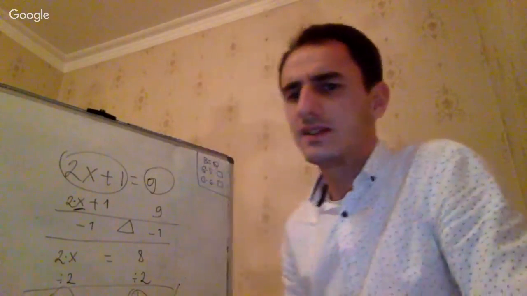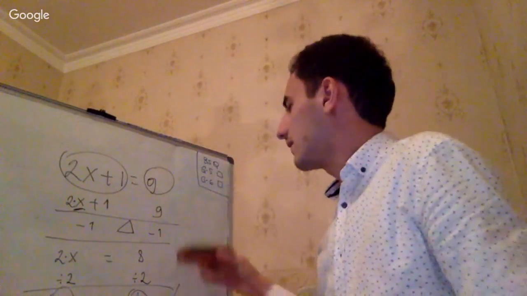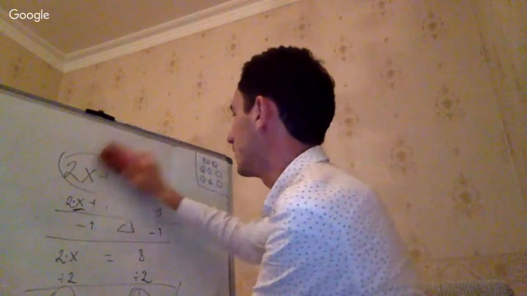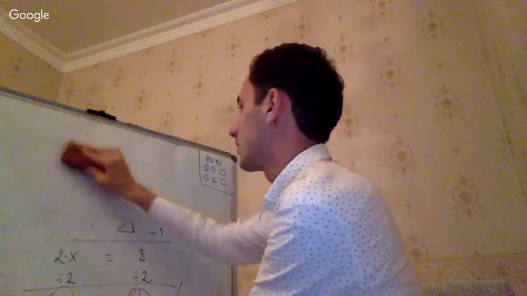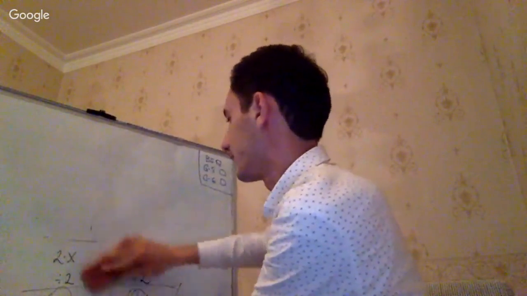How can we solve this? 2x minus 3 is equal to 9, Shams. I think after my last explanation, you should do it by yourself. But anyway, okay, I'm going to explain it to you.